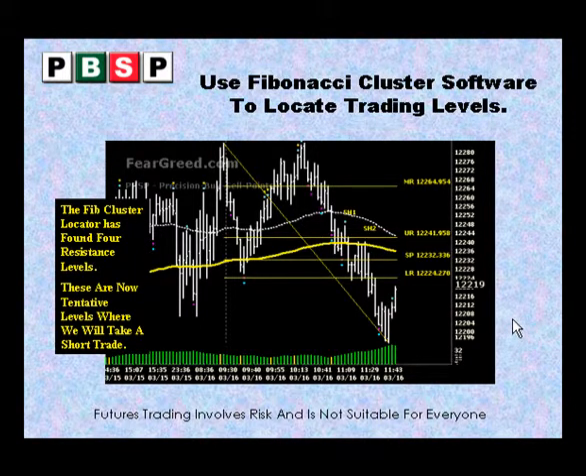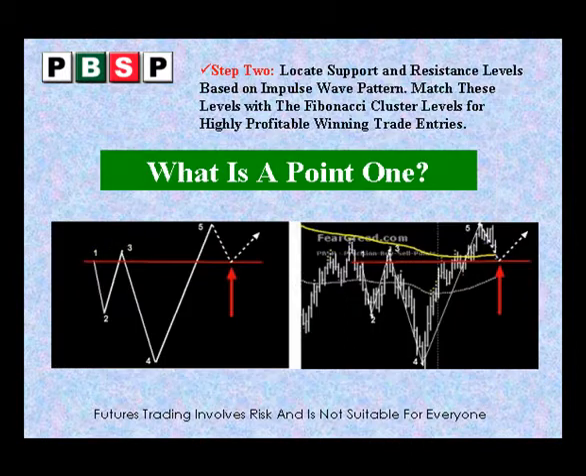But first of all, we must match them to what is called a point 1. And what is a point 1? It is an exact place on a chart where natural support or resistance takes place. And it is based upon a 5-wave megaphone formation. Now this is not the Elliott wave and should not be confused with the Elliott wave.